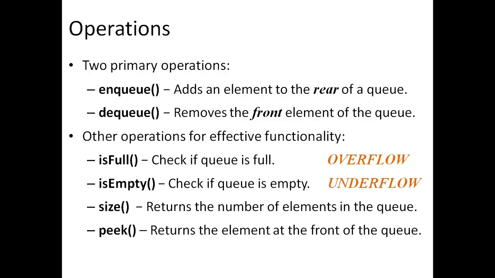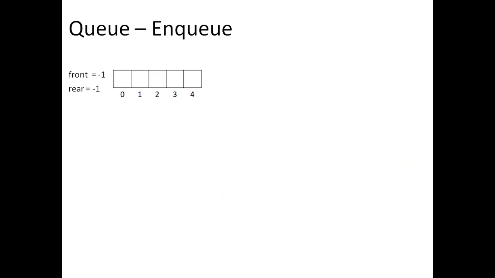Then the function size will return the number of elements present in the queue. Then there is a peek function which will only read the element which is present at the front of a queue. Now let's take a simple example where we have space to store 5 elements in a queue. And here we are talking about simple queues.